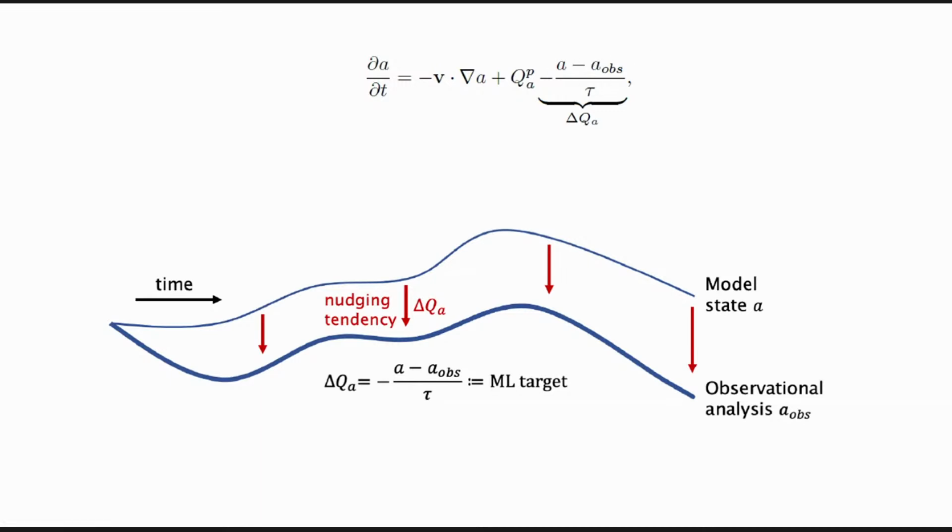reanalysis data over time. And they do this with a tau, a time constant of about 6 hours, so that while the model follows sort of its own rules on short time scales, its own rules for advection and physics and so on, it drifts back to match the observational analysis over time. So this is no machine learning yet. This is just a way of running a model with an extra term.